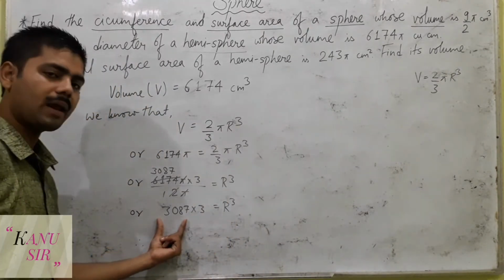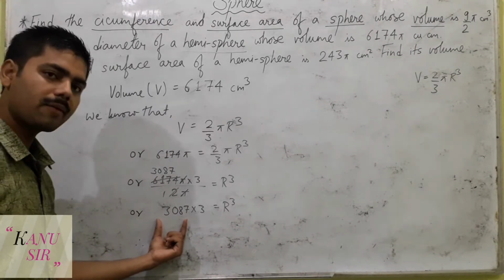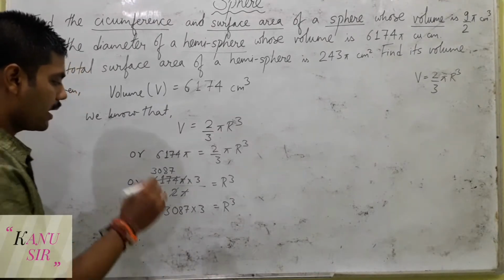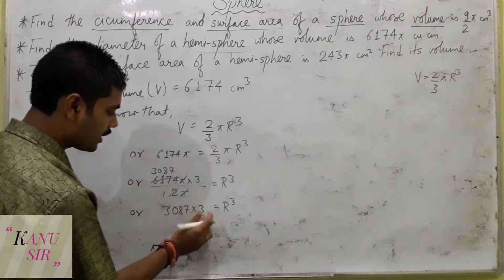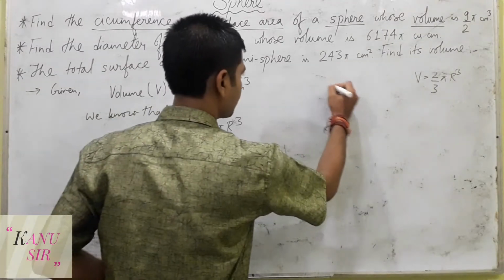We have to get the prime factor of 3087, and here we have a hint, that is 3. Then obviously this number will come among the 3's. So let us check.